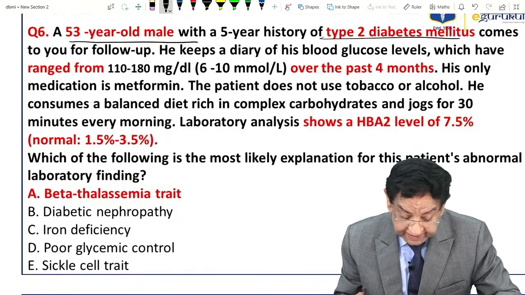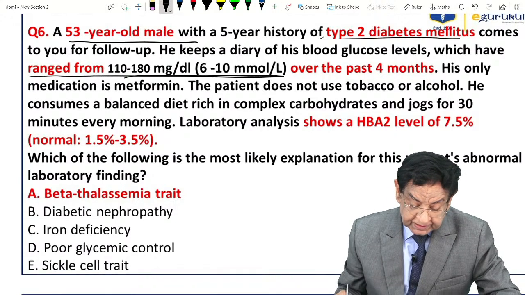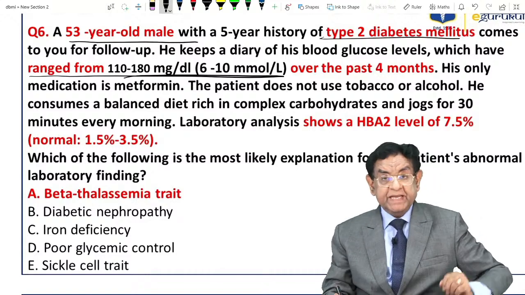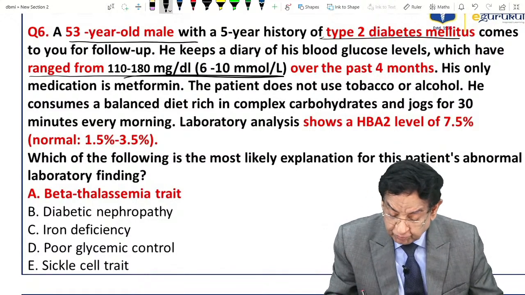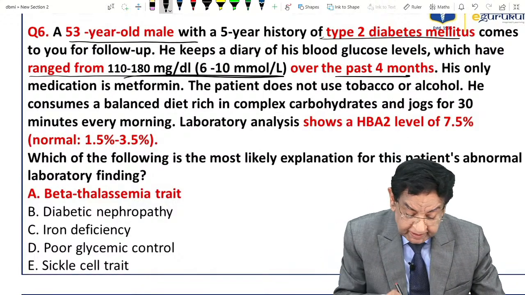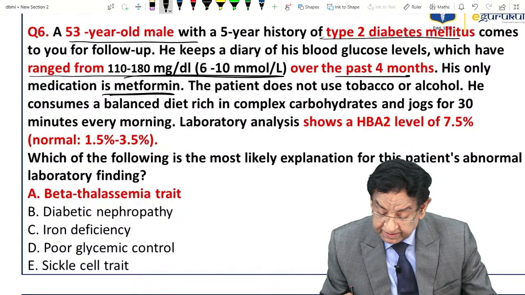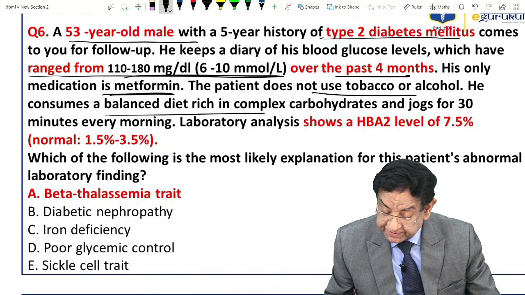He keeps a diary and his sugar is in the range of 110 to 180 milligram per deciliter, or 6 to 10 millimole per liter, over the last 4 months. Fairly well controlled. His only medication is metformin. He doesn't use any tobacco, balanced diet, jogging.